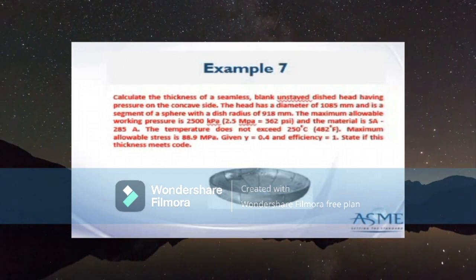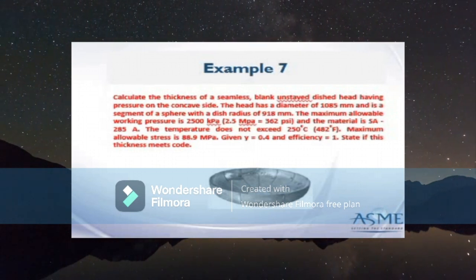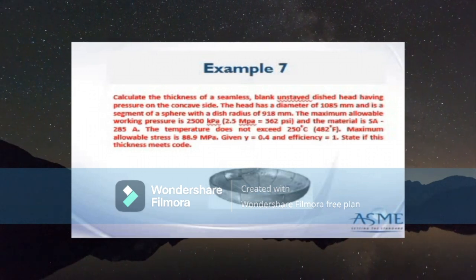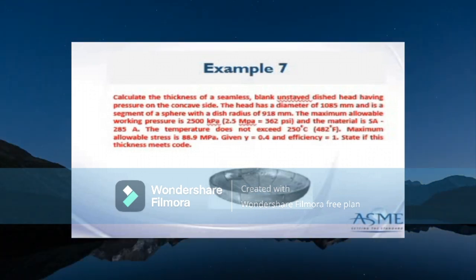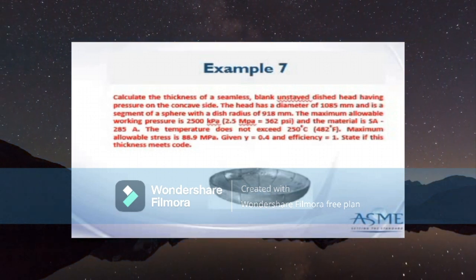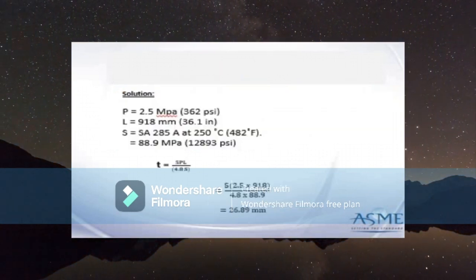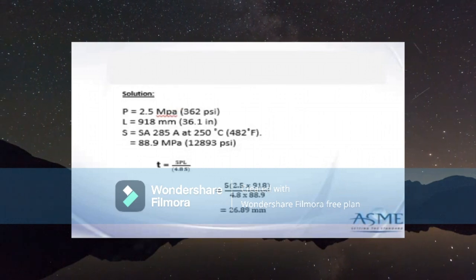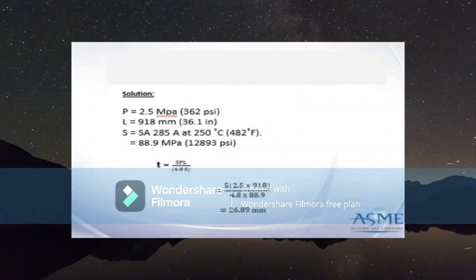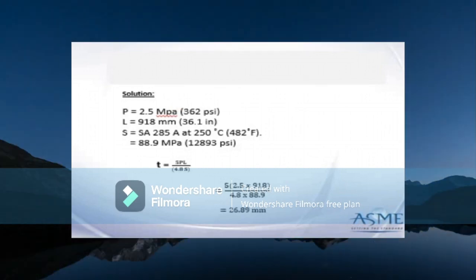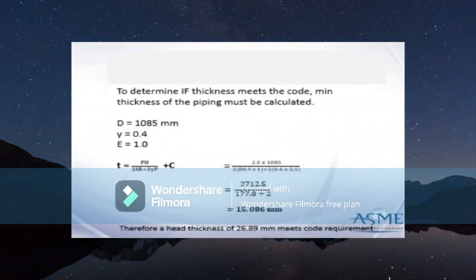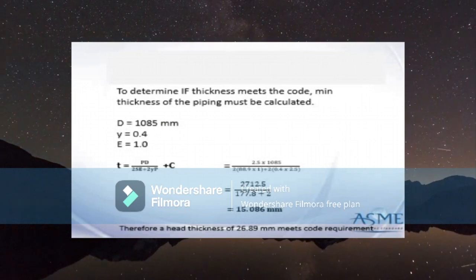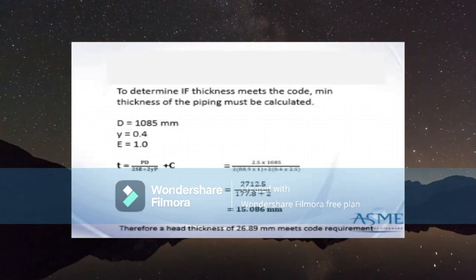482 F. Maximum allowable stress is 88.9 MPa. Given Y equals 0.4 and efficiency equals 1. State if this thickness meets code. The thickness of this seamless blank unstayed dished head is 26.89 mm. To check if the thickness meets the code, the minimum thickness of the head should be calculated.